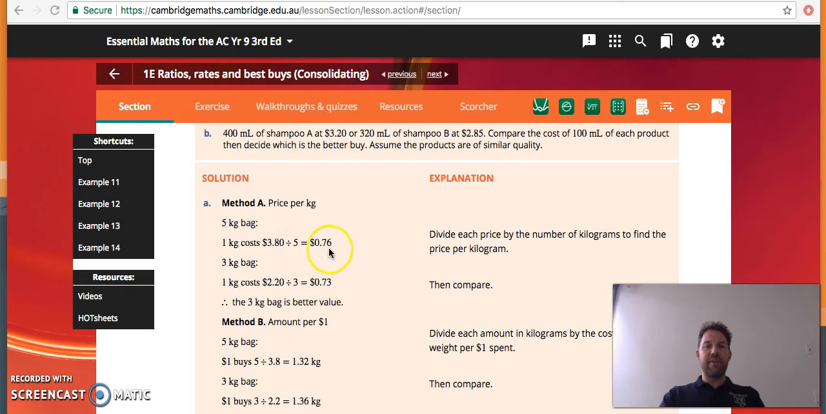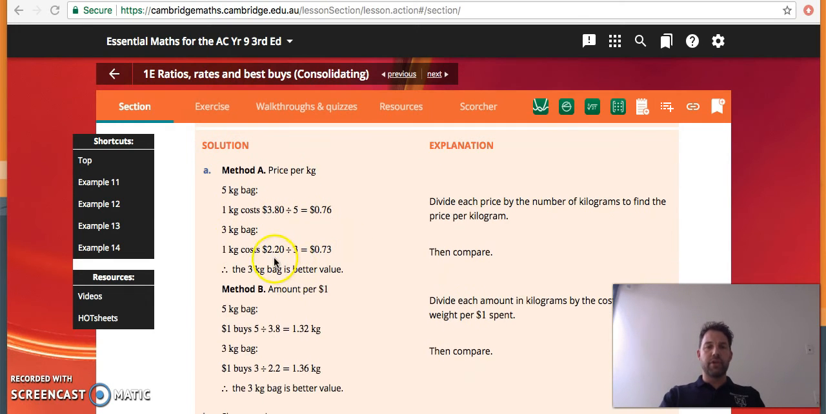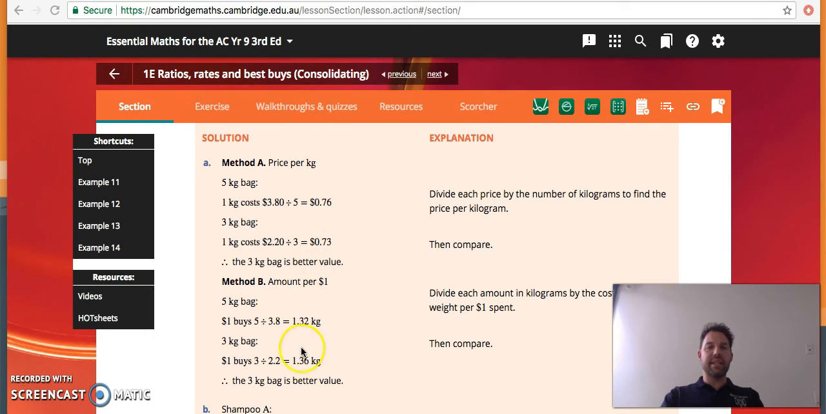$3.80 divided by 5 is 76 cents for 1 kilo. $2.20 divided by 3 is 73 cents for 1 kilo. So this bag is better because it's cheaper per kilogram. Yeah, that's the method that I use. There's another method here if you want to check it out. I prefer this method, but both are correct.